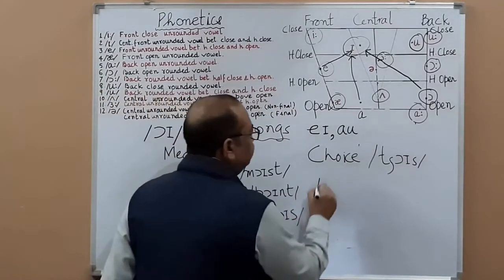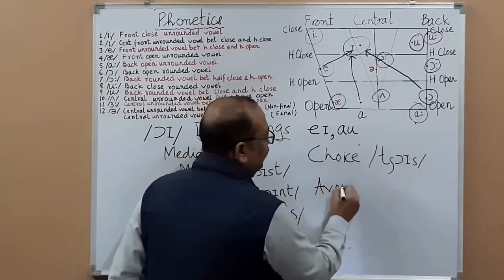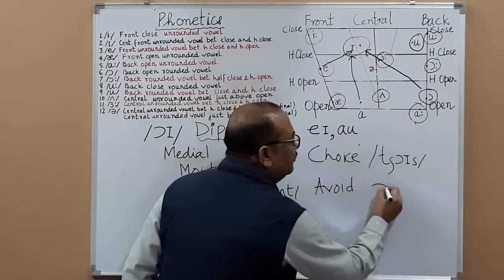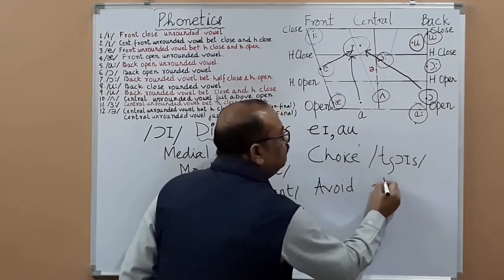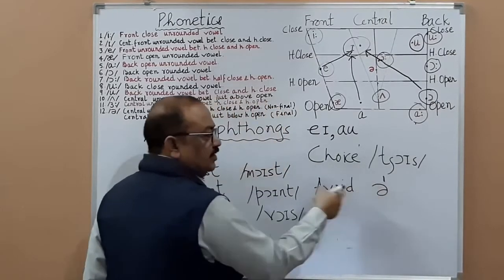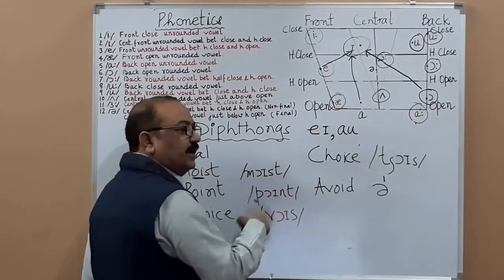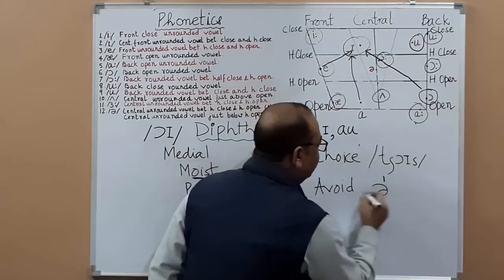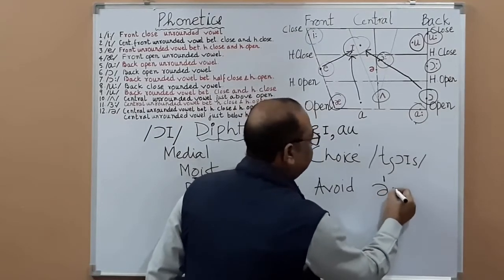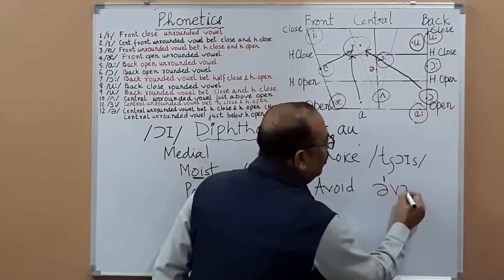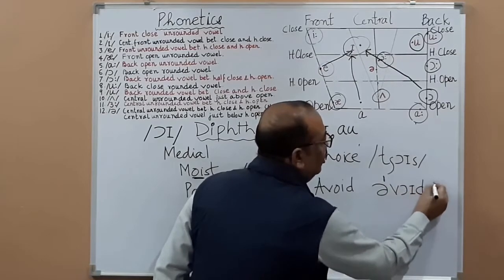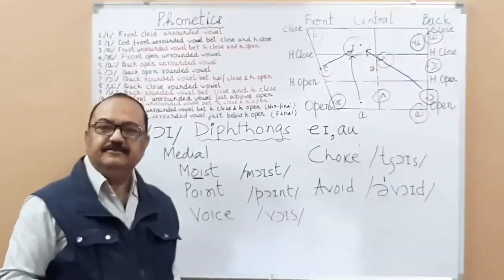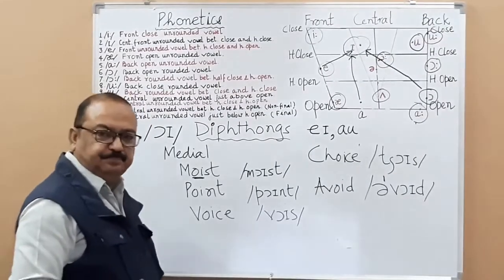Avoid you can take. Yes, nice. Avoid you write with schwa. You begin with schwa. And as I told you, schwa occurs in unstressed syllables. So this is an unstressed syllable. And then you avoid. Okay. V, O, E, and d. Avoid. And yes.